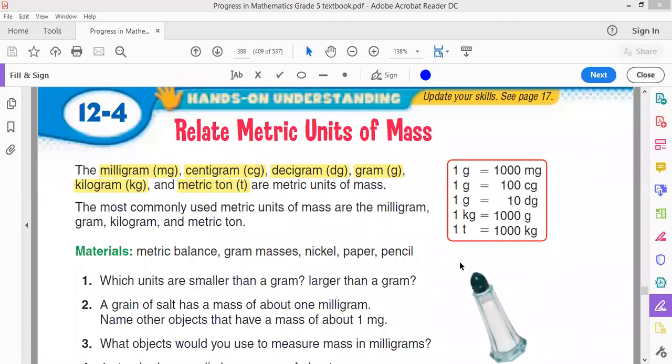Good morning, boys. Today our lesson is 12.4, Relate Metric Units of Mass. It's page number 388.